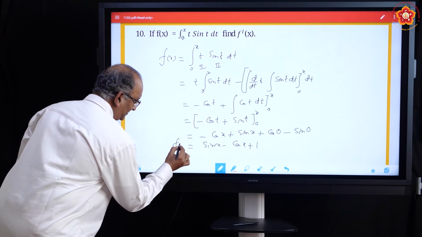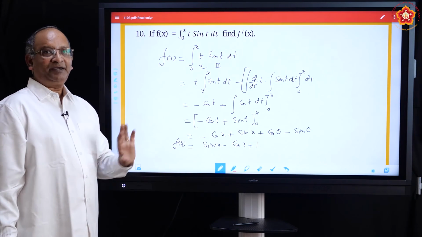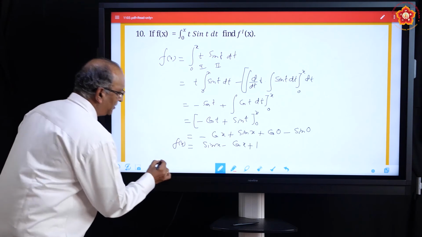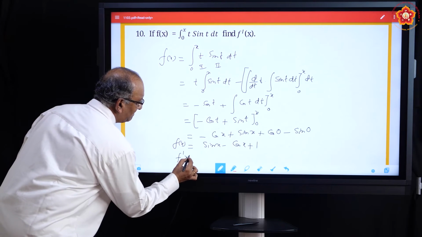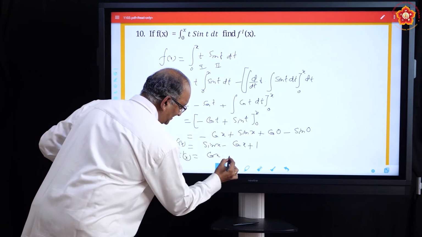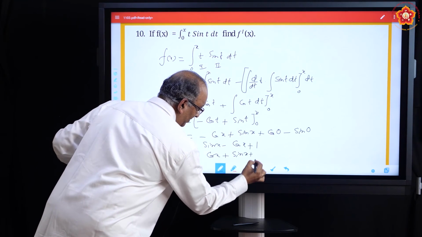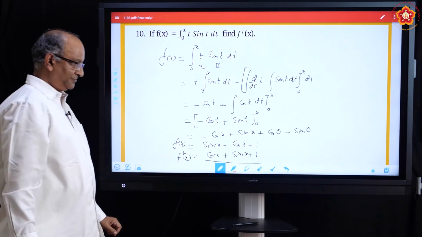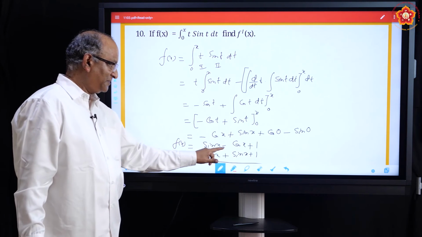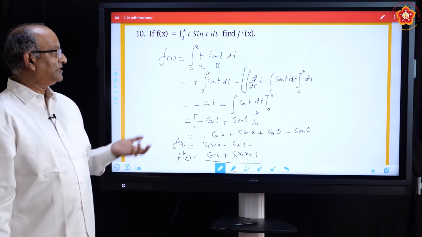He is asking what is f dash x? F dash x means what? Derivative. Find out the derivative. F dash x is, for sin x it is cos x. For cos x it is minus sin x. This is the answer. Answer is sin x plus cos x plus 1. So this is how we solve the problem.